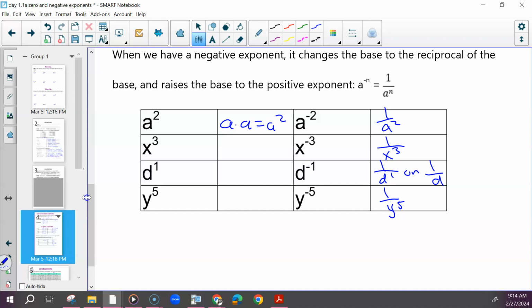So even though it has variables, don't make that more confusing. The rule is still the same. Take it, flip it, make the exponent positive. All right, questions so far? Go on to the next page.